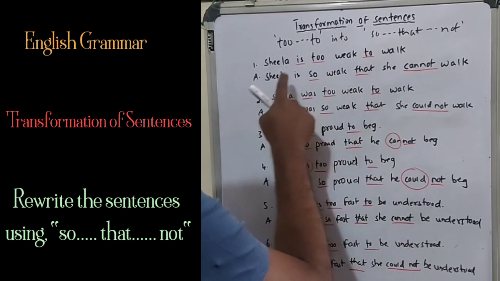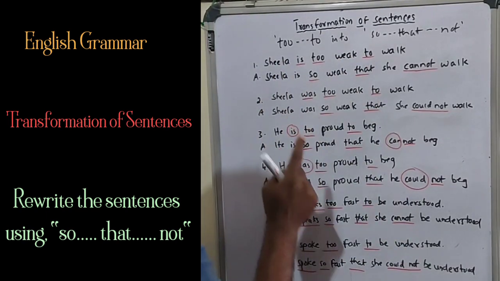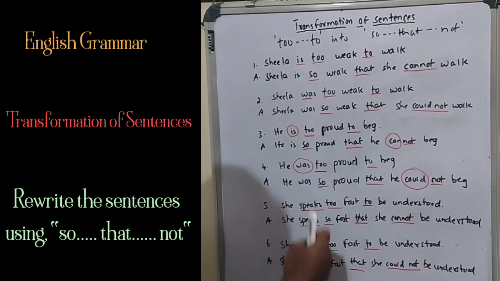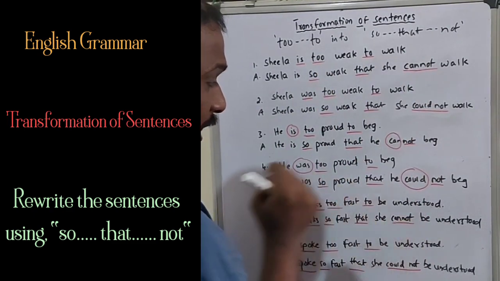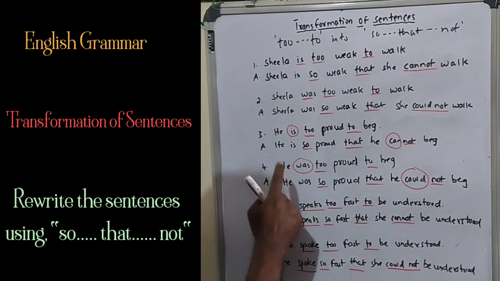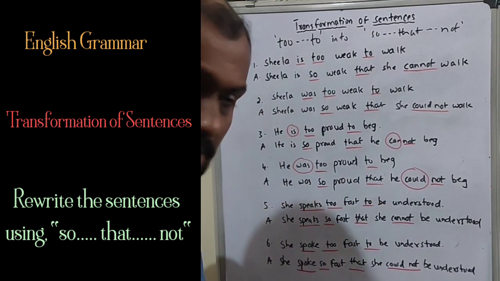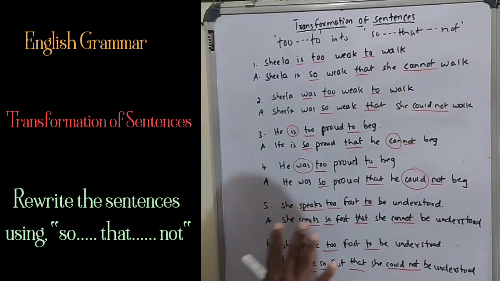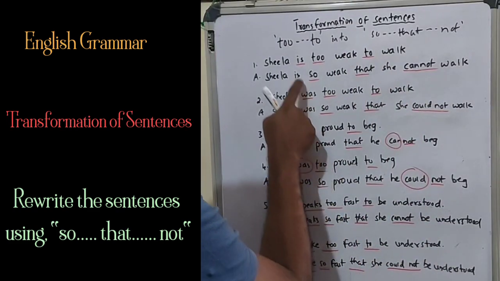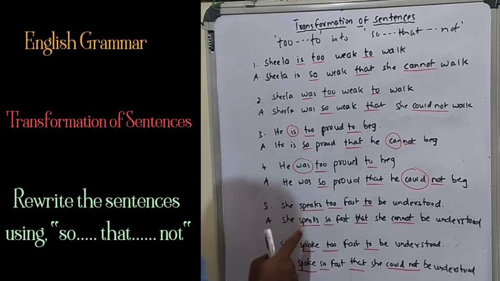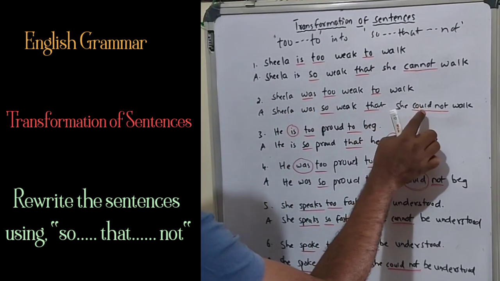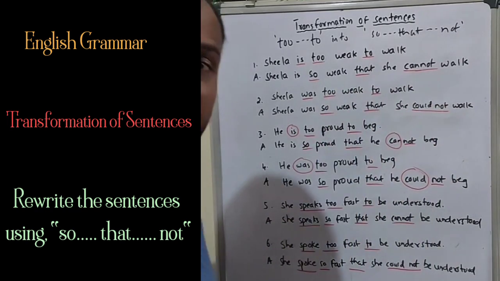Look at this. See, 1, 3, and 5 are all present tenses, so I used can, and can. Whereas second, fourth, and sixth are past tenses. So everything is same except for the verb. You don't make any changes in the verbs, retain them as it is. See, speaks, spoke. Only thing is you have to change can into could in case of past tenses.